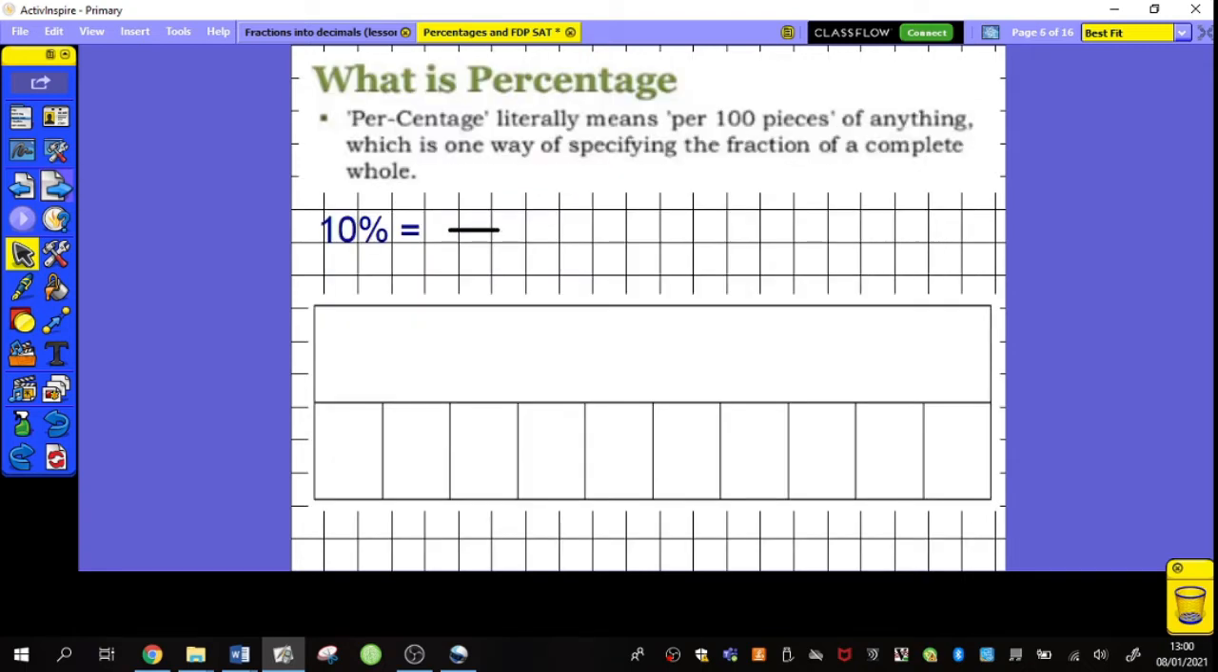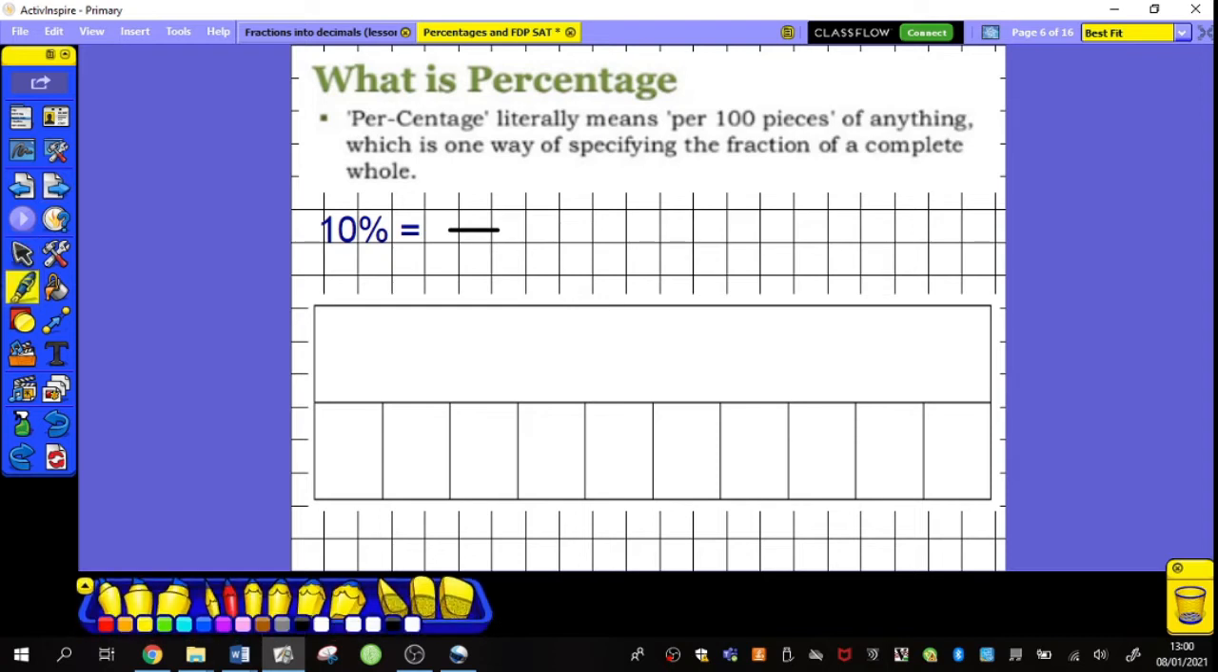But first, what is a percentage? A percentage literally means per 100 pieces. So I will be using "out of 100". So to convert 10% into a fraction, I will be saying I have 10 out of 100. In my percentage, my whole will be represented as 100%, which means if I divided my whole into 10 parts, each one of these will be 10%.